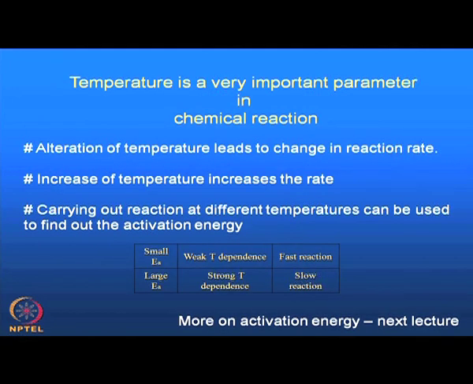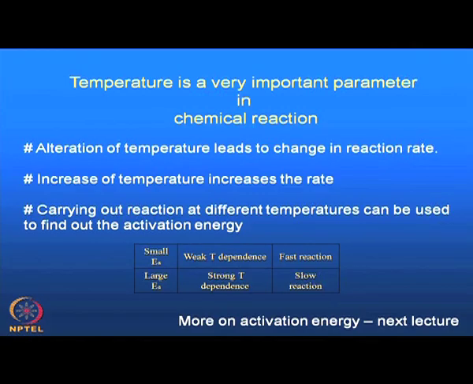So, what we have learnt in this lecture is that temperature is a very important parameter in a chemical reaction. Remember, I started with this, that in any chemical process, or in physical chemistry, temperature is a very important thing. Because you will find that temperature changes many things, most of the thermodynamic parameters. So, alteration of temperature leads to change in reaction rate and of course, rate constant. Increase of temperature increases the rate.